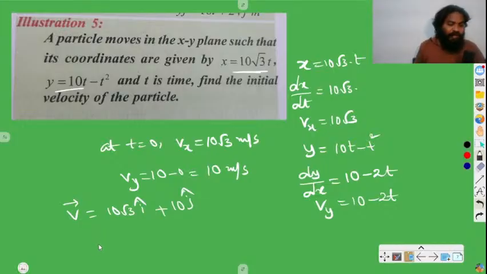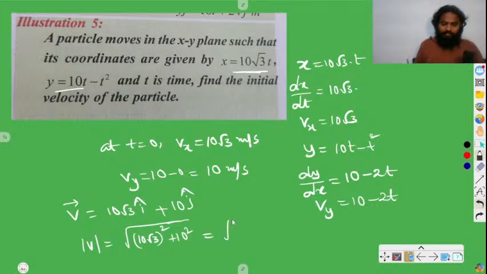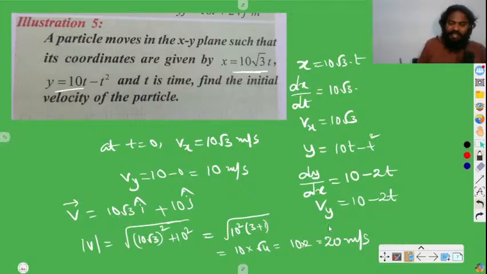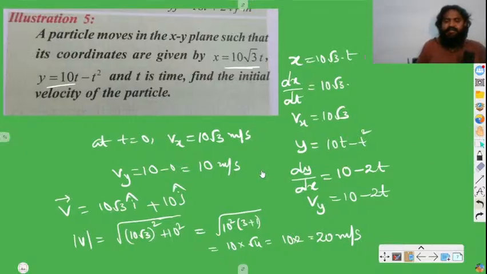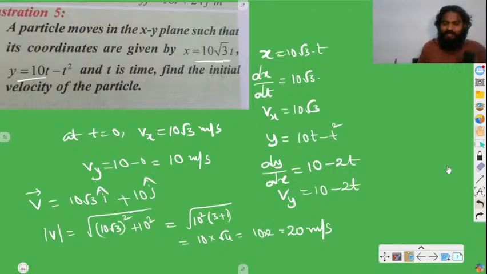Now if you want the magnitude, what is that? That is equal to root of 10 root 3 whole square plus 10 square. If you solve this, take 10 square common, then what is there? 3 plus 1. Then 10 into root 4 means 10 into 2, that is equal to 20, right? 20 meter per second. This is the initial velocity.